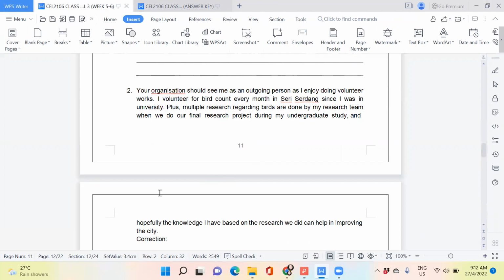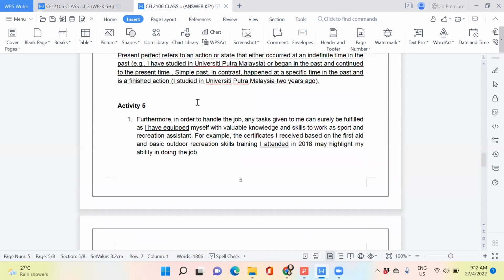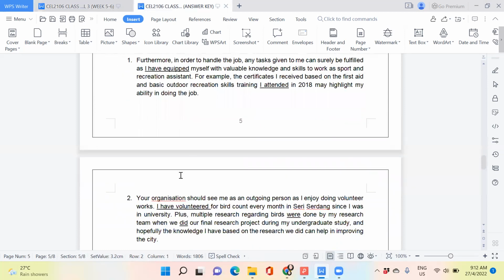Okay, so when you are writing your statement such as this, you have to know the context of situation. So let's see. So it says, supposedly here, you should say, I have volunteered. Okay, sebab apa? Kenapa kita tak guna I volunteered? Why do you have to use I have volunteered?